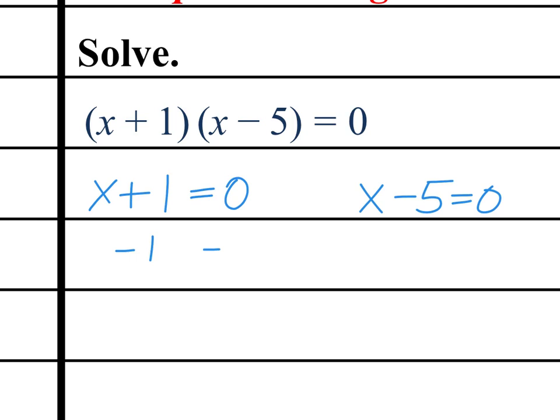So we're solving both equations. On the left, we have adding 1, so we'll subtract and get negative 1. On the right, we're subtracting 5, so we will add 5 and get positive 5.